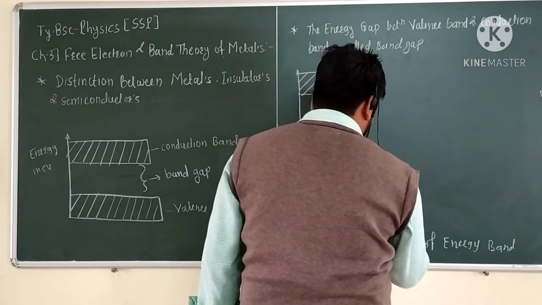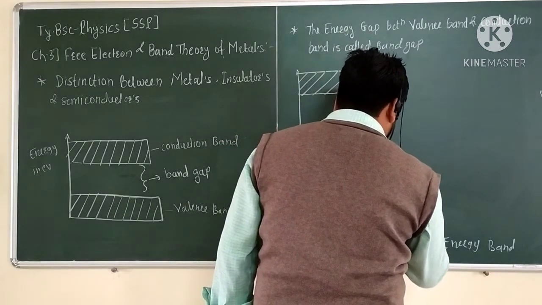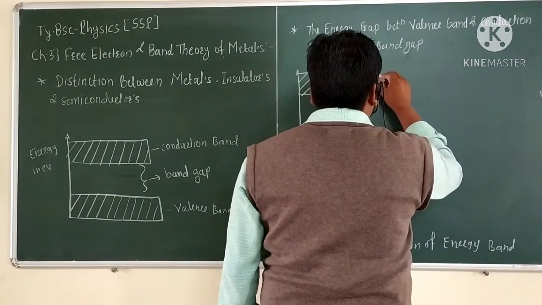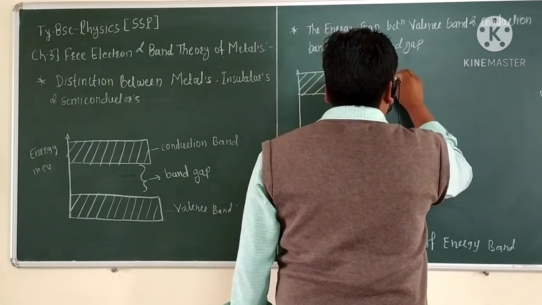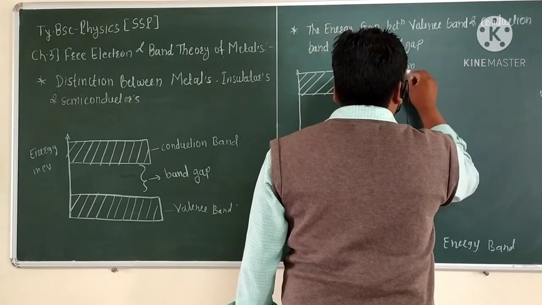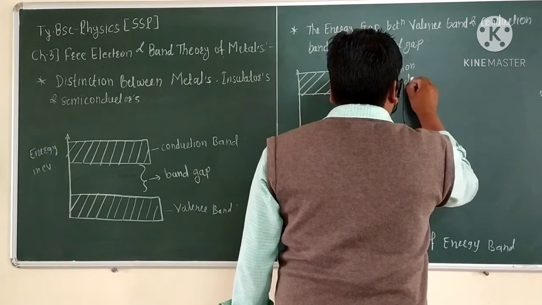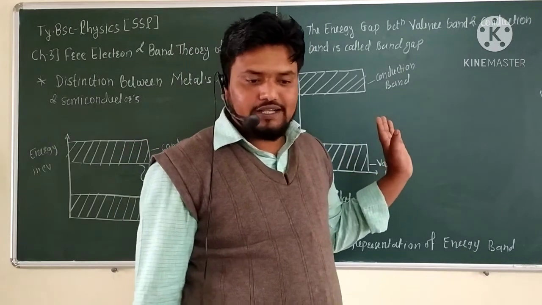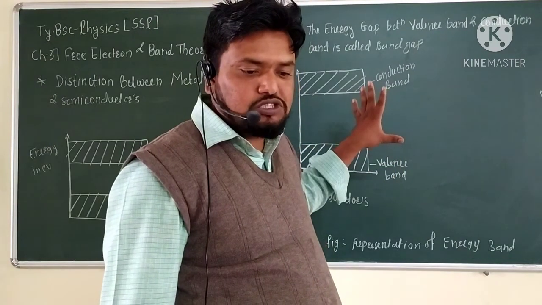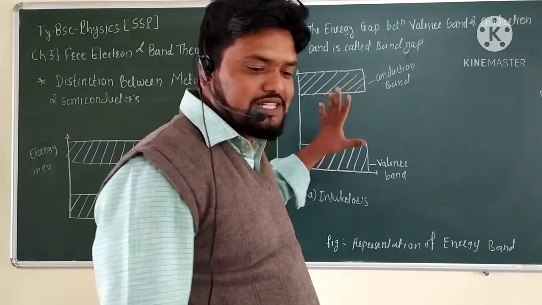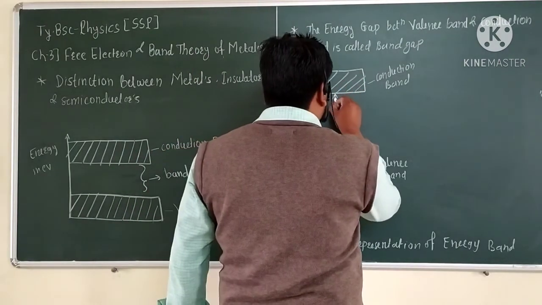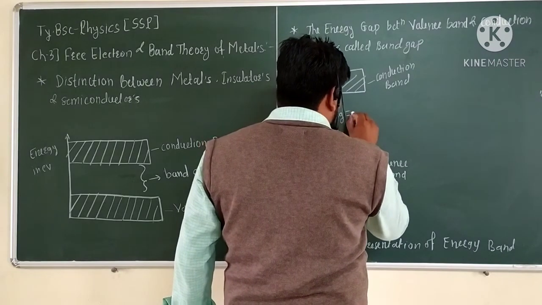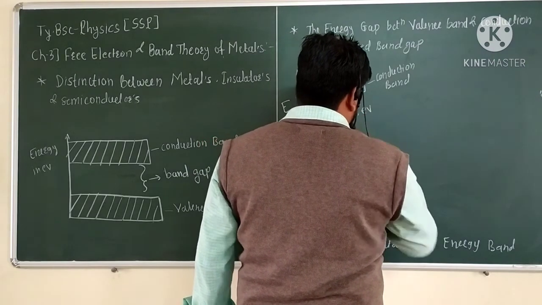In this diagram, this band is the valence band and this band is the conduction band. And the value of the energy gap between these two bands, which is the band gap energy, is Eg equal to 6 electron volt. So the band gap value between these two bands is considered as the energy gap, and this is 6 electron volt.